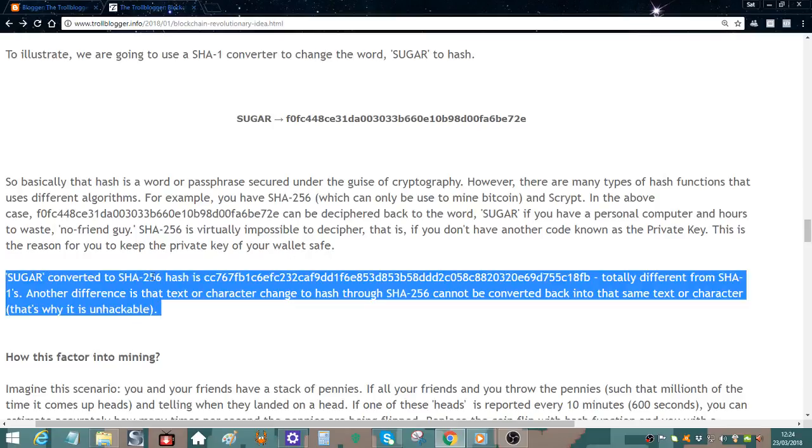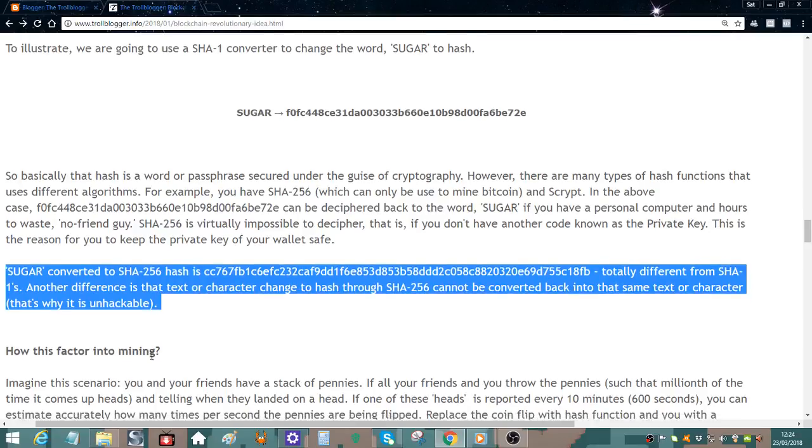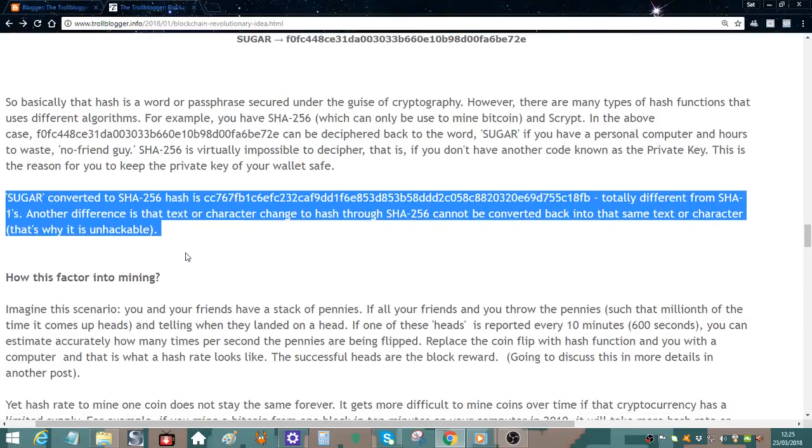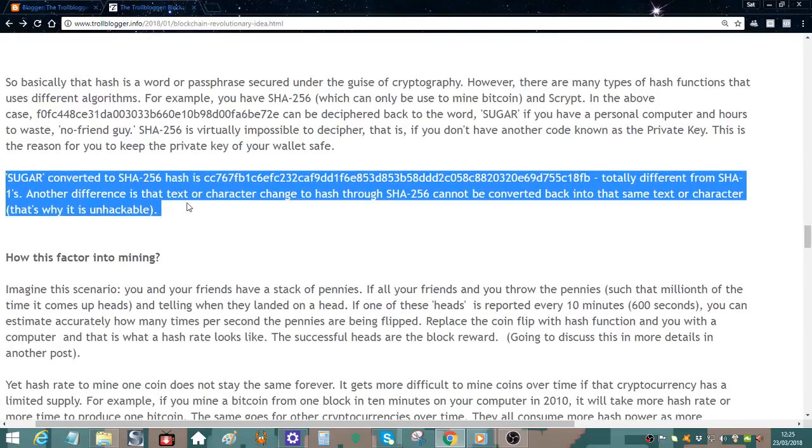Sugar converted to SHA-256 hash is CC767FB1C6F23D853B58DD2C05EC88220328 0E69D755C18FB, totally different from SHA-1's. Another difference is that text or characters changed to hash through SHA-256 cannot be converted back into that same text or characters. That's why it is unhackable.